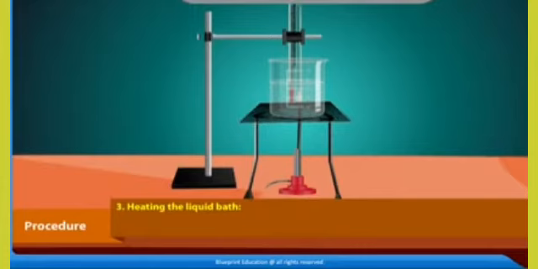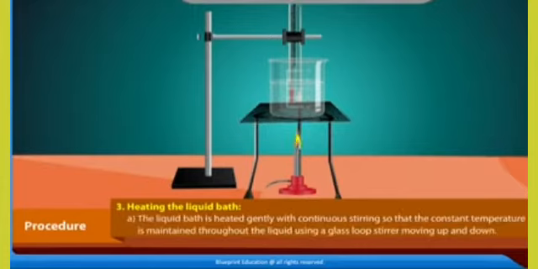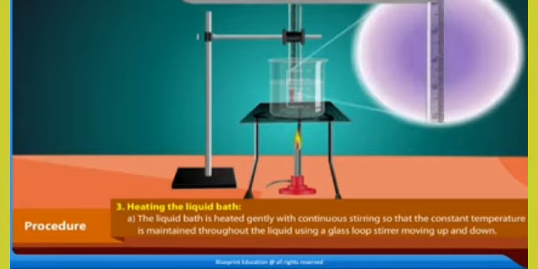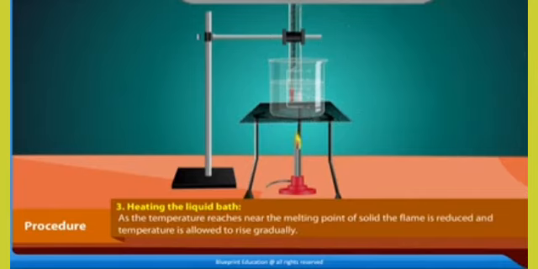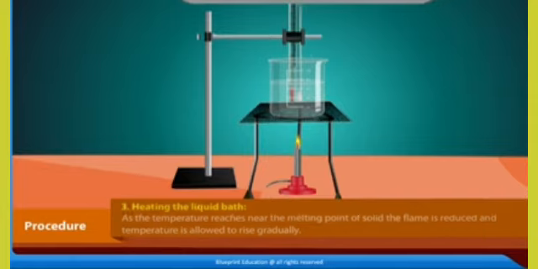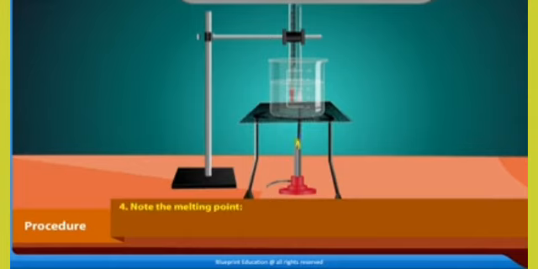Heating the liquid bath. A. The liquid bath is heated gently with continuous stirring so that a constant temperature is maintained throughout the liquid, using a glass loop stirrer moving up and down. As the temperature reaches near the melting point of the solid, the flame is reduced and the temperature is allowed to rise gradually. Note the melting point.